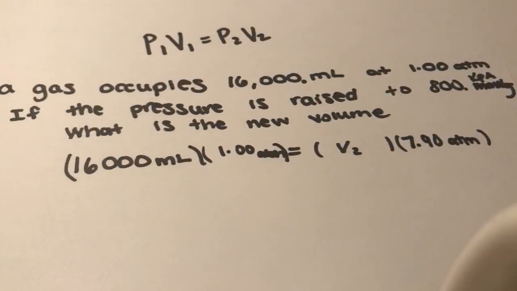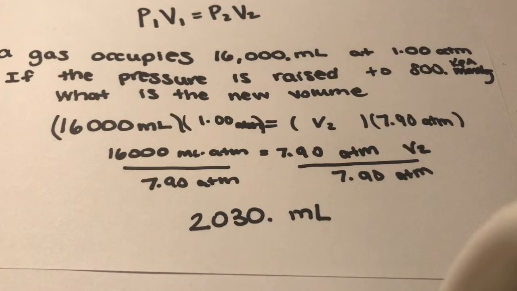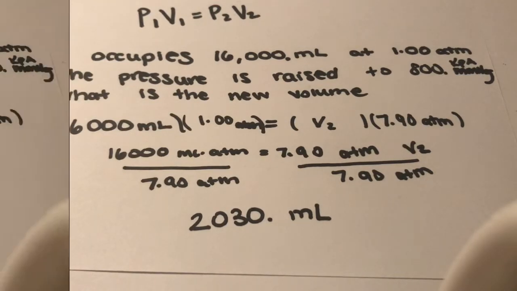It is important to have all the pressures in the same unit. In this case, I changed kilopascals to atm. I simplified the equation to get volume alone and ended up with 2,030 milliliters.